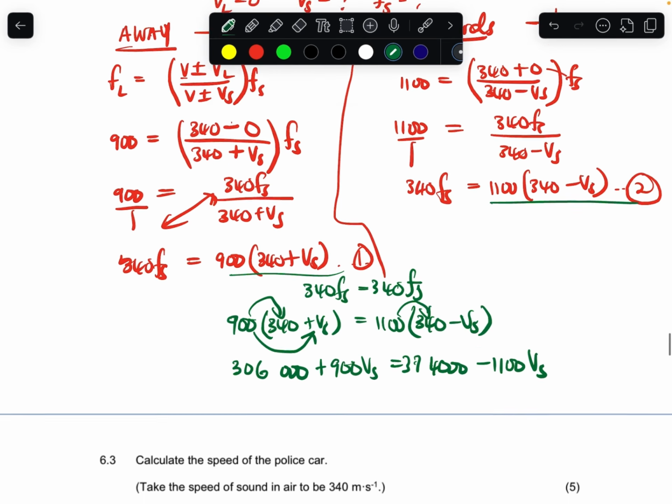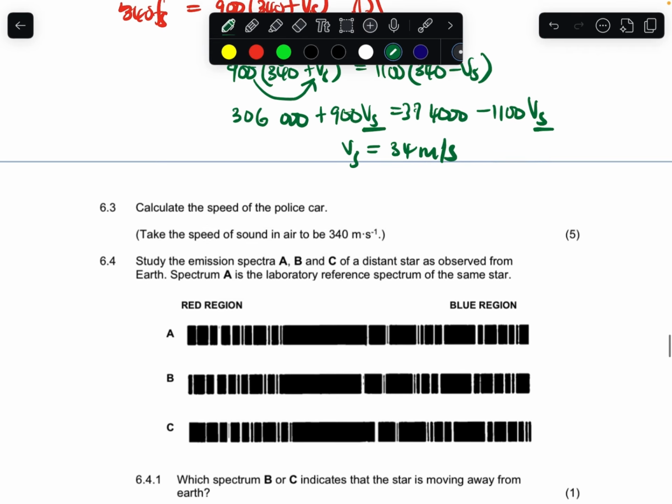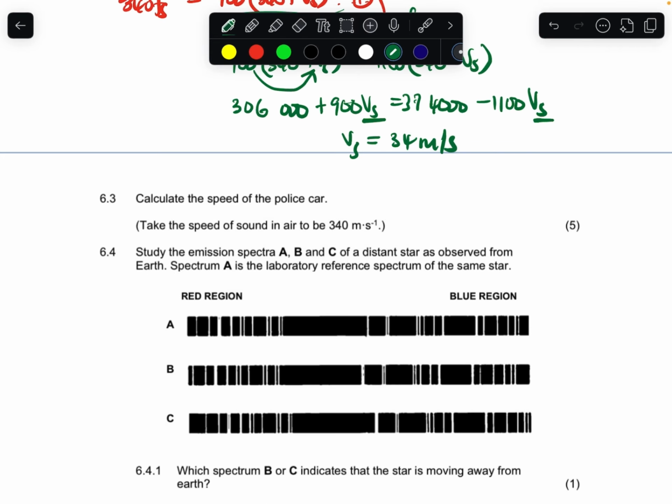And then guys, it's the maths, and then our V_S. So do you see the unknown now? It's V_S. The f_s has been eliminated, so your V_S is going to be 34 meters per second. I hope I do make sense when it comes to that one. 34 meters per second.